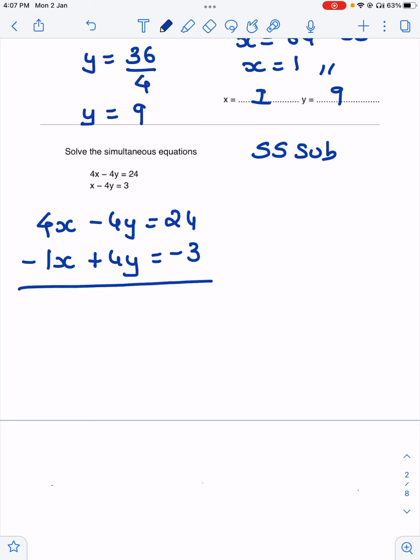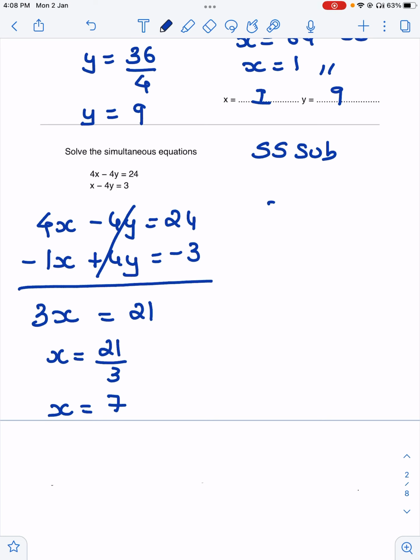I hope this concept is clear. When the signs are the same, what do we do? We change the sign of the second equation. So we write, subtracting equation 1 and 2. 4x minus 1x gives me 3x. Minus 4y plus 4y gets cancelled. 24 minus 3 is 21. x is equal to 21 upon 3. I get the value of x as 7.